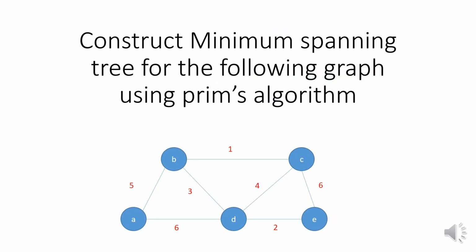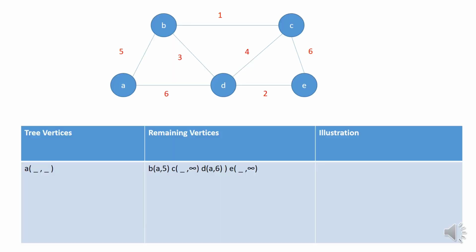Now we'll construct a minimum spanning tree for the following graph using Prim's algorithm. I've considered another example. Let's see how to solve this. Here I have made columns for tree vertices, remaining vertices, and illustration. Illustration will hold the information of the edges I have considered for the minimum spanning tree.